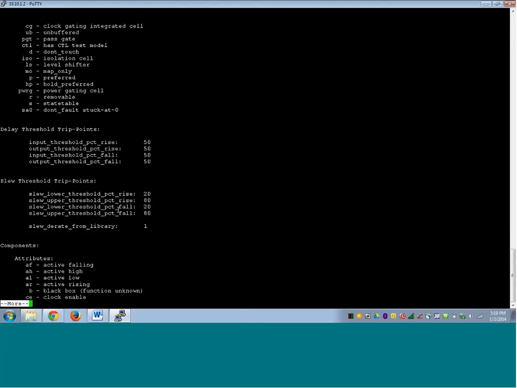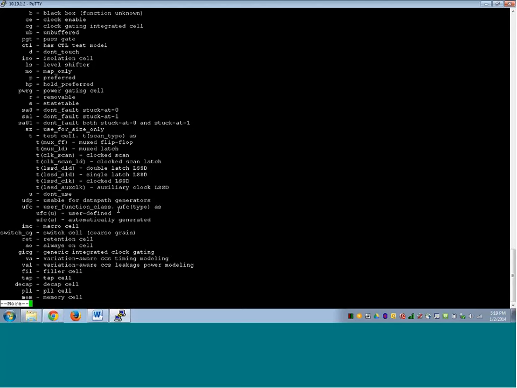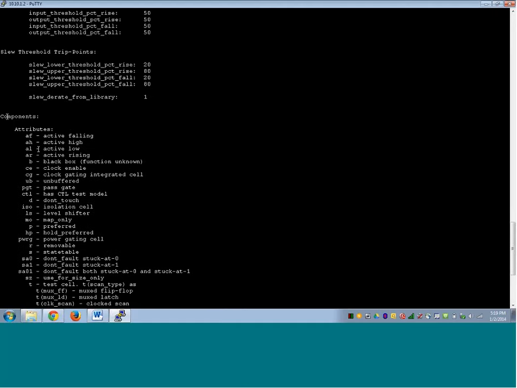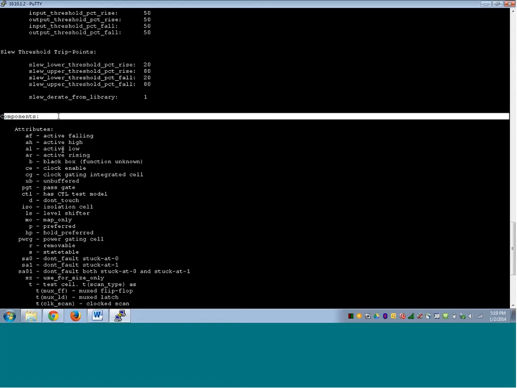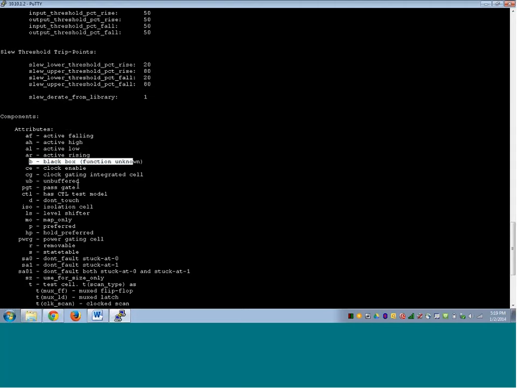Now it also gives some legends, as it starts listing the components, that is the cells. Before listing the cells, it tells what kind of cell it is. It's either a black box or a test cell or a scan cell. So there are a lot of legends. It has level shifter, map only. So now DC needs to know, apart from whether it's a combination cell or a sequential cell, some other stuff as well.